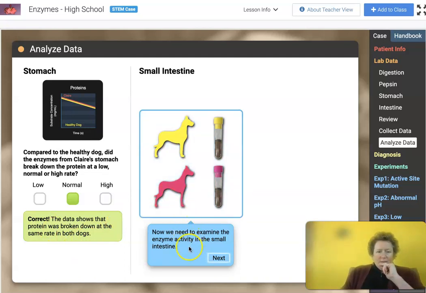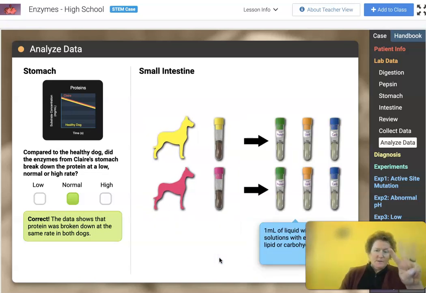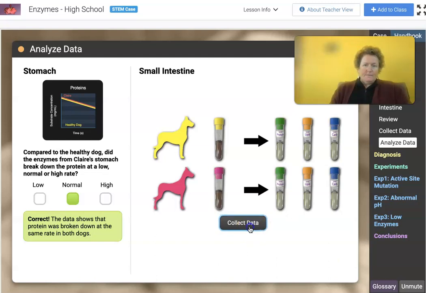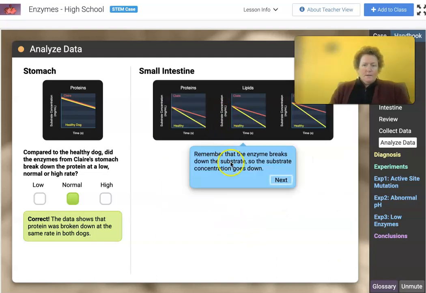Now we need to examine the enzyme activity in the small intestine. This is a little bit more complicated because remember there are 3 enzymes we're looking at in the small intestine: carbohydrase, protease, and lipase. 1 milliliter of liquid will be added to solutions with either protein, lipid, or carbohydrate. Remember that the enzyme breaks down the substrate, so the substrate concentration goes down. You can see in the healthy dog, the amount of proteins, lipids, and carbohydrates are going down pretty quickly.